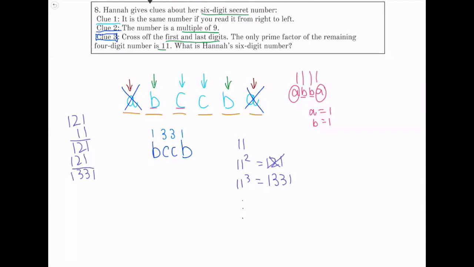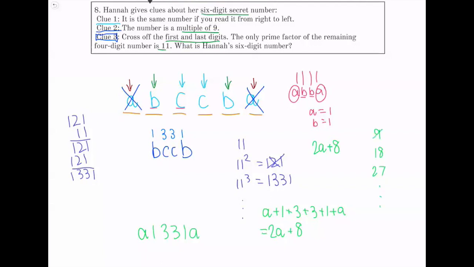Okay, so if B is 1, C is 3, now we know it's going to be like A, 1, 3, 3, 1, A. It has to be a multiple of 9. That means A plus 1 plus 3 plus 3 plus 1 plus A has to be a multiple of 9, which means that 2A plus 8 has to be a multiple of 9. And when will 2A plus 8 be a multiple of 9? Well, what are the possibilities? It can be 9, 18, or 27, or so on.